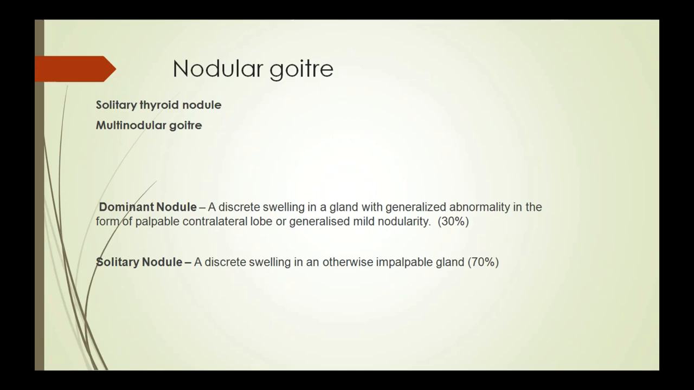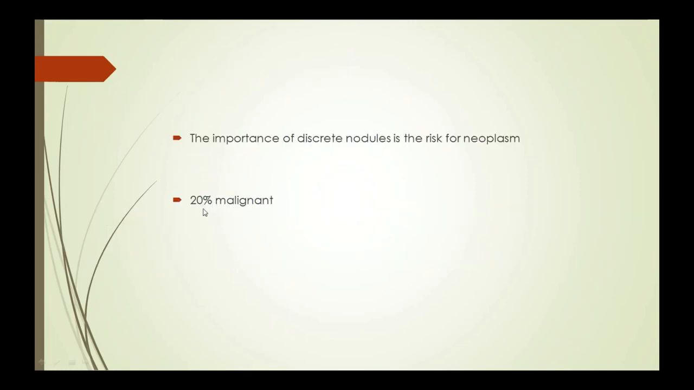And the incidence is more with solitary nodule, around 70%. What is the importance of solitary thyroid nodule? The importance is that the incidence of malignancies is more with solitary thyroid nodule. The incidence of malignancy is 20%.